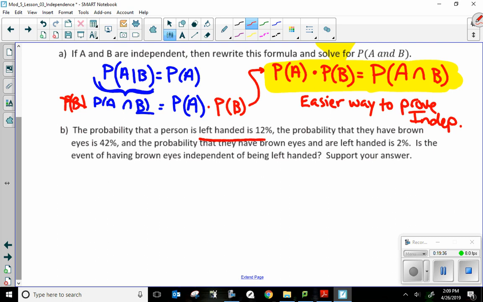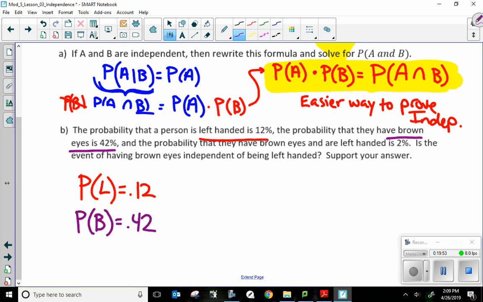The probability of being left-handed is 12%, 0.12. The probability of having brown eyes is 42%, 0.42. The probability that they have brown eyes and are left-handed is 2%, or 0.02.